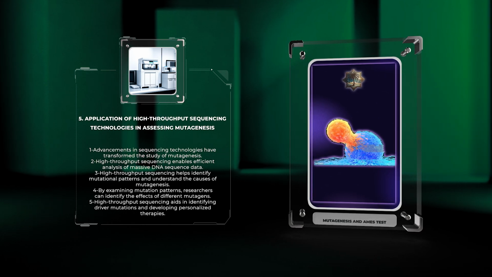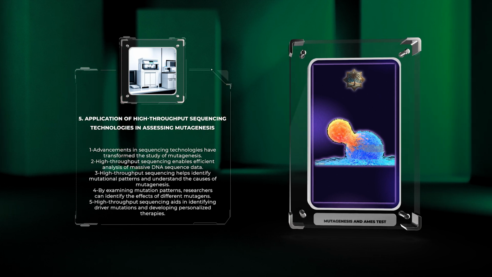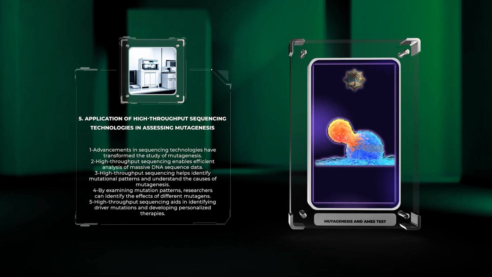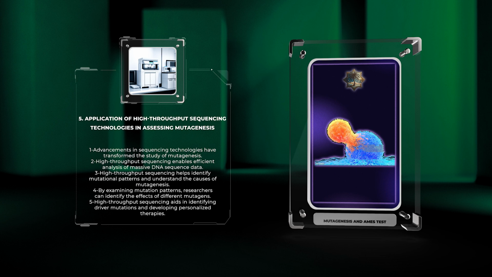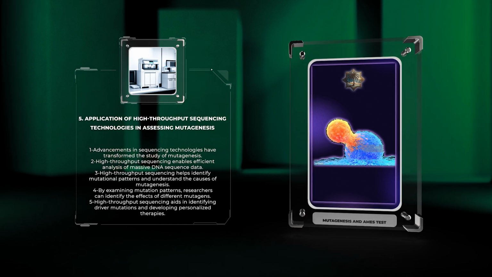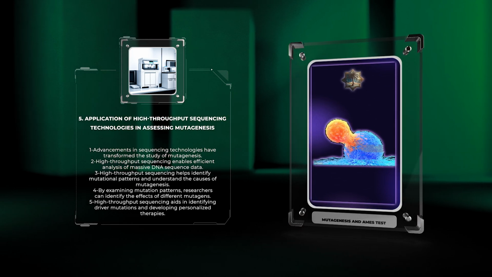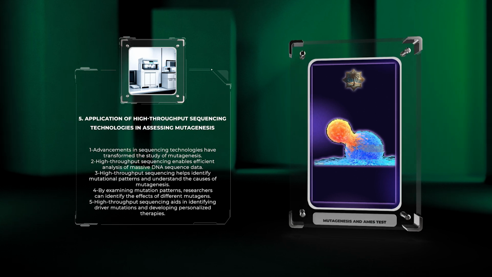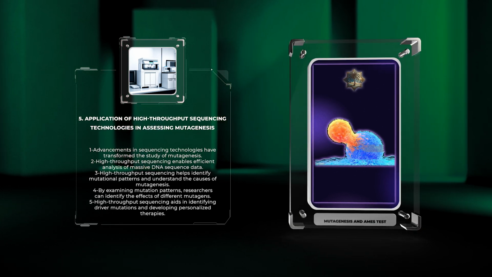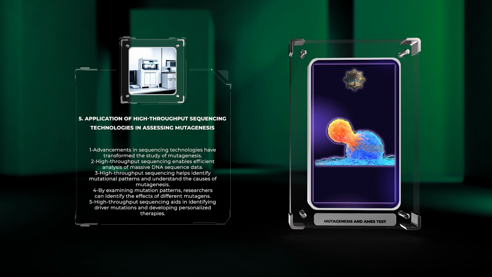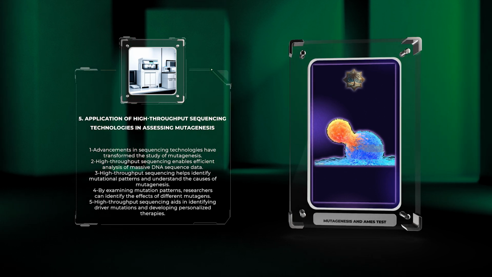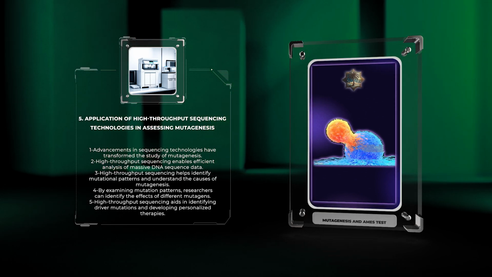By examining mutation patterns across the genome, researchers can identify the effects of different mutagens, like UV radiation or specific chemical carcinogens. Additionally, high-throughput sequencing aids in identifying driver mutations that contribute to cancer development, paving the way for personalized therapies. The application of these technologies has revolutionized our understanding of mutagenesis in cancer research and precision medicine.